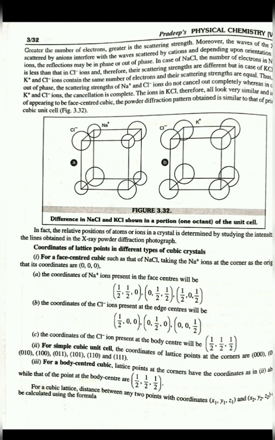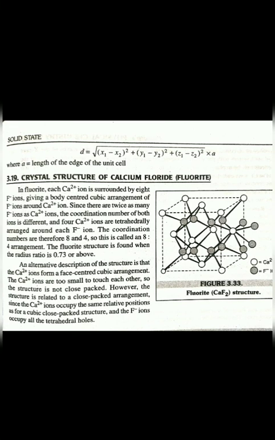For a cubic lattice, the distance between any two points with coordinates x1, y1, z1, and x2, y2, z2 can be calculated using the formula d is equal to root over (x1 minus x2) whole square plus (y1 minus y2) whole square plus (z1 minus z2) whole square, into a, where a is equal to the length of the edge of the unit cell. The next and the last heading is crystal structure of calcium fluoride or fluorite.